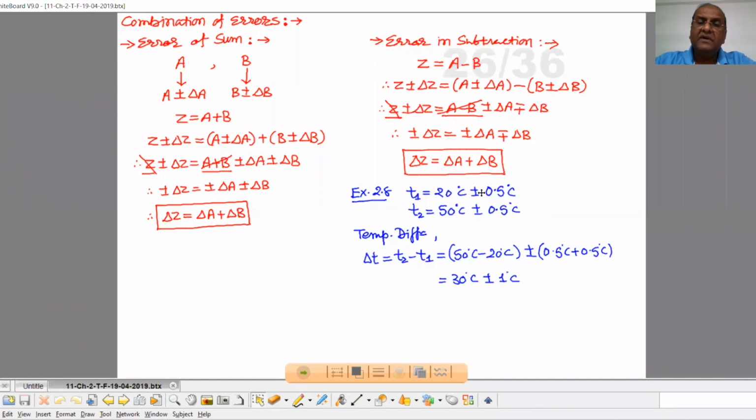But for absolute errors you have to take the summation only. Clear?